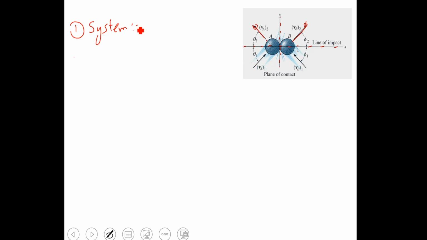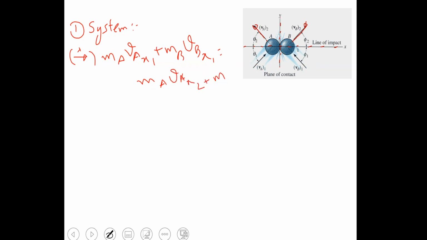So applying the conservation of momentum principle along the line of impact, the equation would become mAvAx1 plus mBvBx1 should be equal to mAvAx2 plus mBvBx2. So step number 1 is almost similar to the step number 1 of central impact.